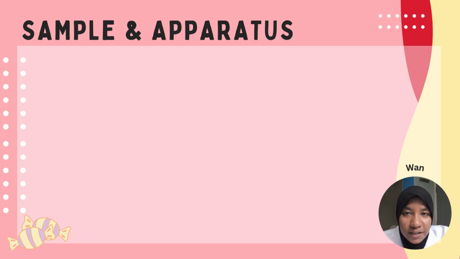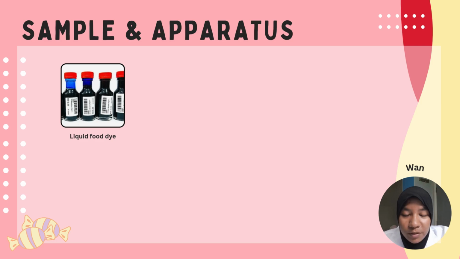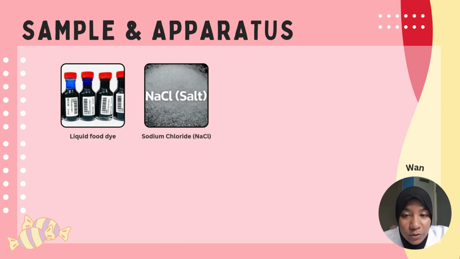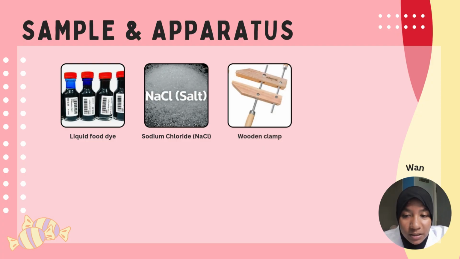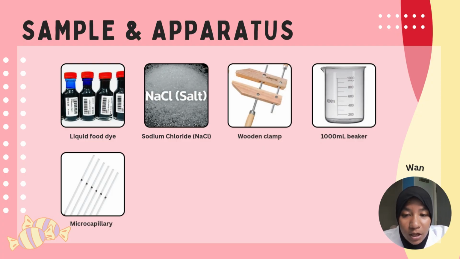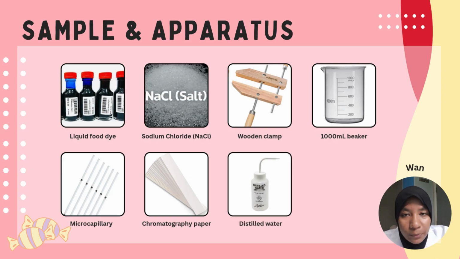Now, I will be explaining about the sample and apparatus that is used in this experiment. The sample that is used in this experiment is liquid food dye. For the apparatus, we will be using sodium chloride, which is table salt, a wooden clamp, a beaker, microcapillary tubes, chromatography paper, and also distilled water.